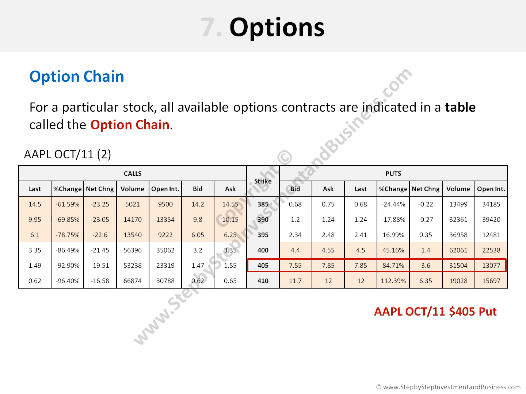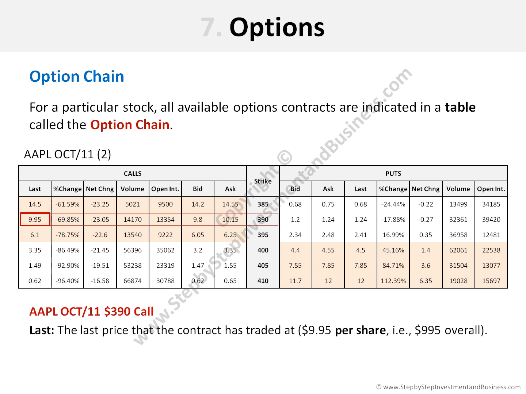In the same way, the contract selected right now in the option chain is a put and is called Apple October 2011 strike price $405 put. Now, let's see what is indicated in each column of the option chain, whether it is a call or put. Just as a reference, we will use a call, in particular the one called Apple October 2011 strike price $390 call.